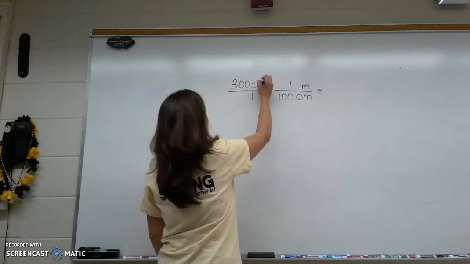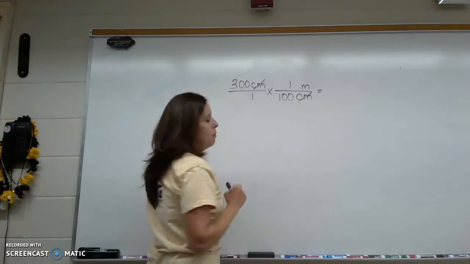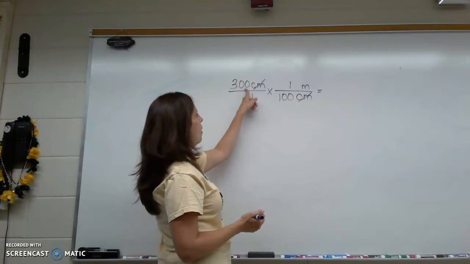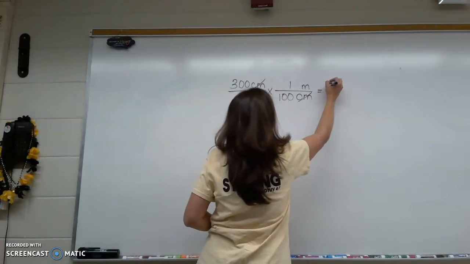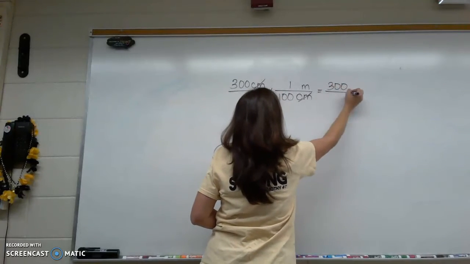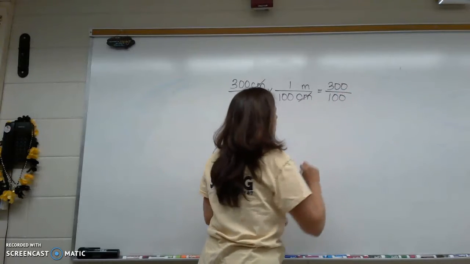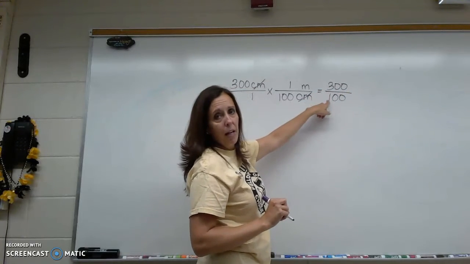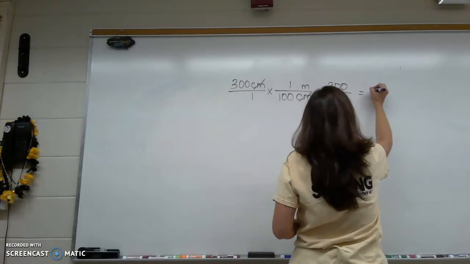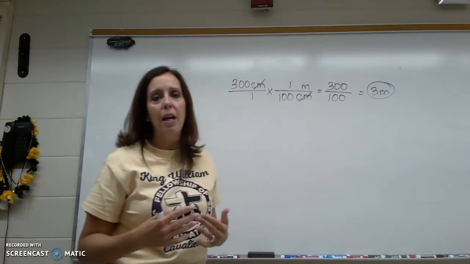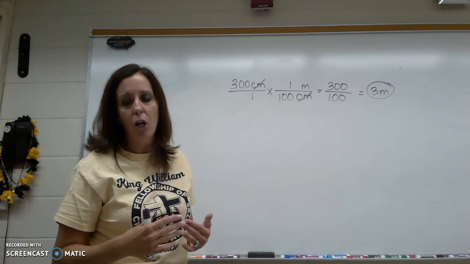So, centimeters on the top, centimeters on the bottom, it cancels out. Multiply across the top. 300 times 1 is 300. 1 times 100 is 100. Top divided by bottom. Now, I know this one was super easy. They will get more complicated, but I just wanted you to kind of see how that goes.